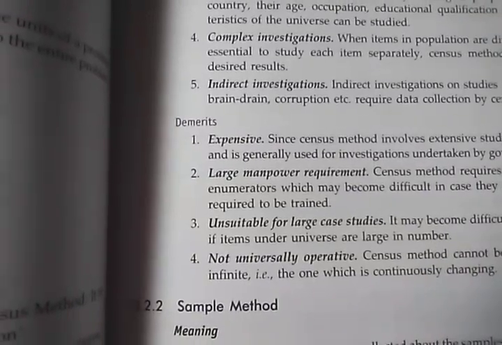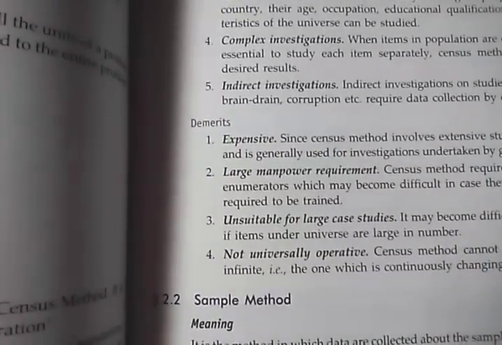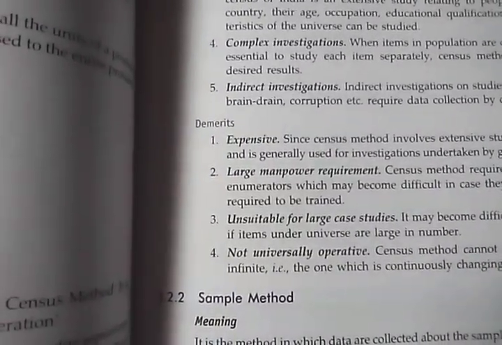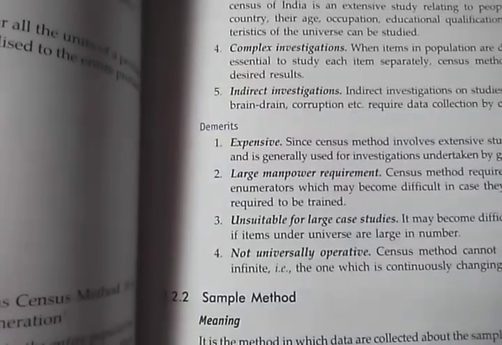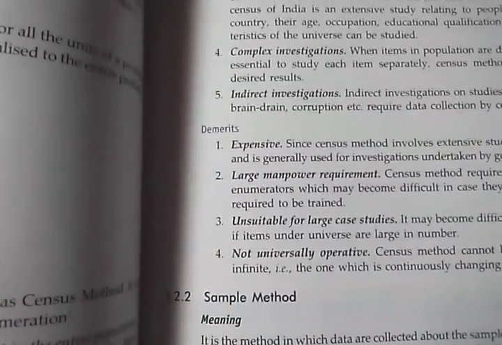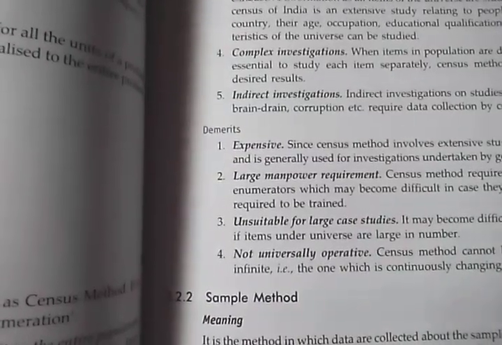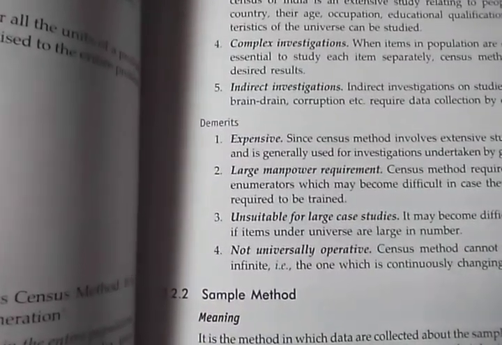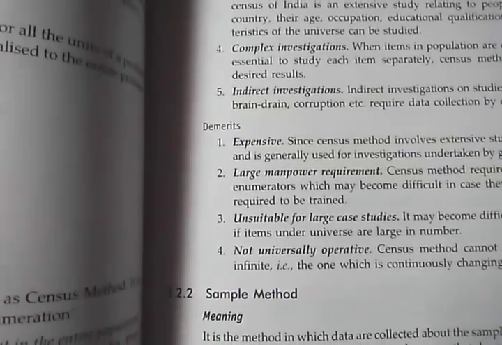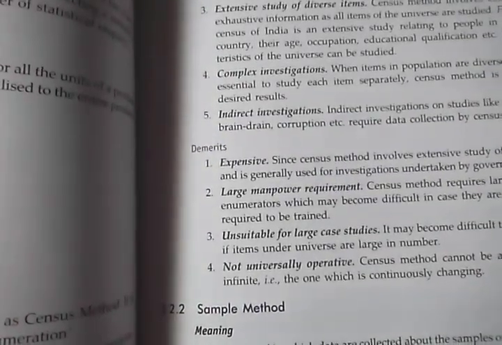Unsuitable for large case studies. When the number of items is very large, suppose 70,000, 80,000, it is very difficult to take the information from each and every item. That's why it is one demerit of this process. And that is the main problem in sample method.